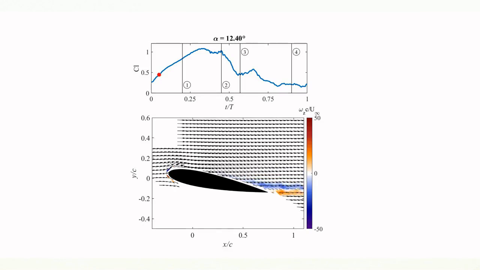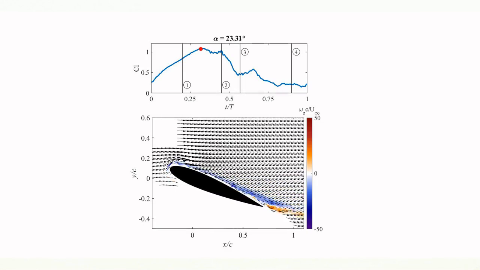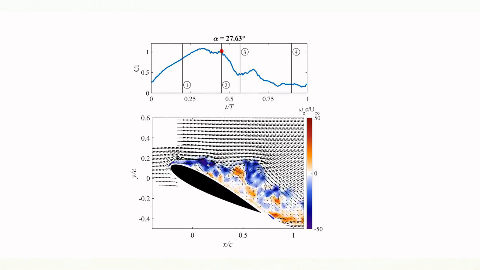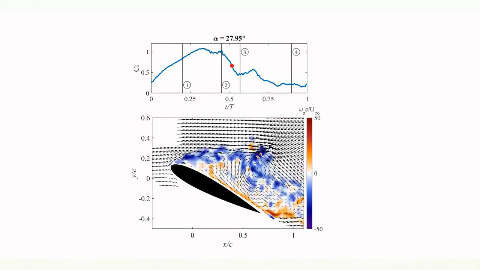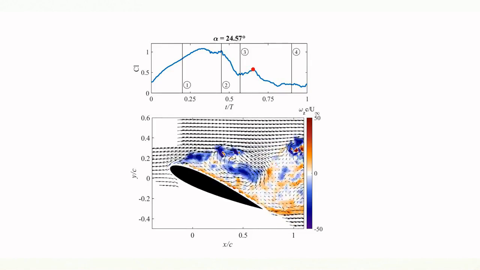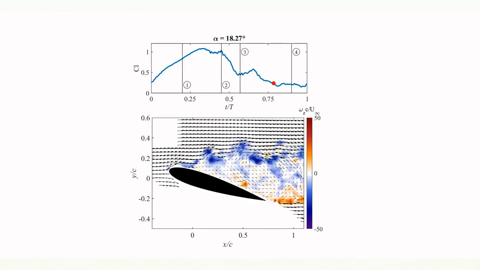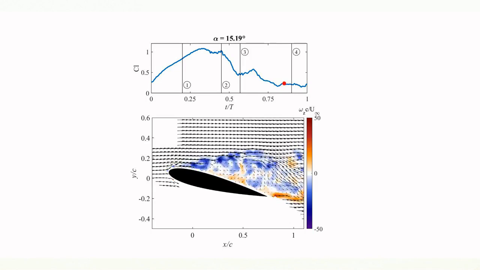At first, the flow stays attached, and the lift increases with the angle of attack. Then, flow separation moves from the trailing edge to the leading edge, followed by the formation of the dynamic stall vortex. The shedding and the downstream convection of this vortex leads to full stall. And then with the decrease of angle of attack, the flow starts to reattach.